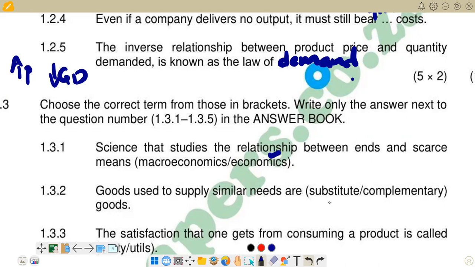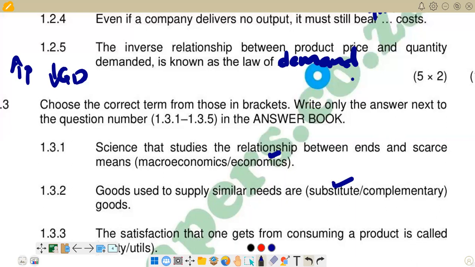And we know that substitutes are goods that can be used in place of another good, or they are used for the same function. And then complementary goods can be used together, but they won't be playing the same role. So the explanation is saying goods used to supply similar needs. So you do see that substitute becomes the most appropriate. So you have substitutes there.